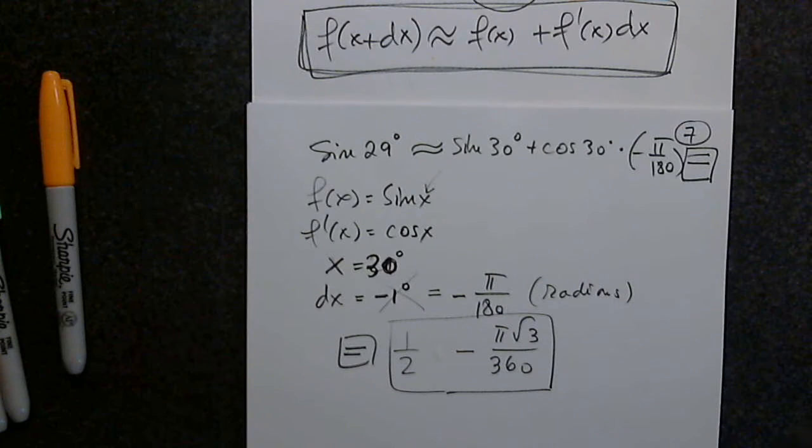So make sure that the mode is in radian mode, and we are determining 0.5 minus pi. I like parentheses around the top, pi, multiplied by the square root of 3. Okay, I'll be okay now this time. And divide by 360.